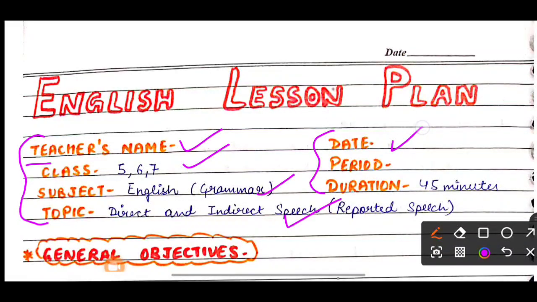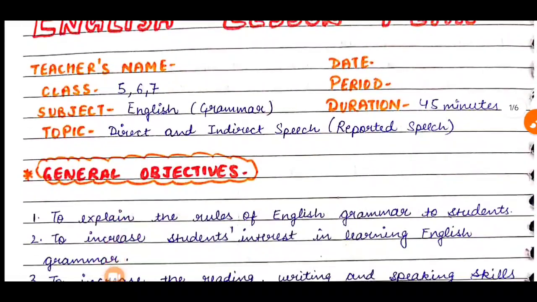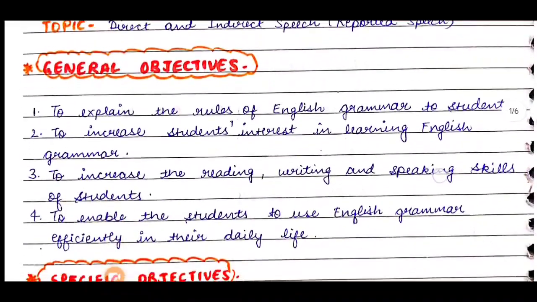Then you will write the date on which you will be taking this particular topic. Then we will write the period and then the duration, how much time you are going to take to teach this topic. After that, the first heading comes: general objectives. So let's see what all comes in general objectives.